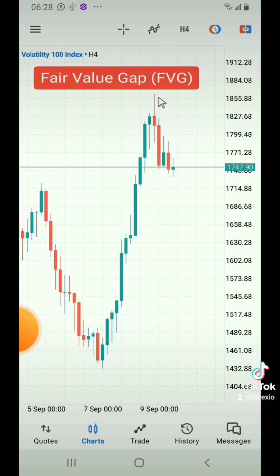But if it fails to break this top, then it is coming to test this other fair value gap. If you see 1, 2, 3, you see from this space here to this space here, it will push down to try to mitigate this one, and if it fails to push up further, then it will continue to go down. So in this place, you see that there are 3 fair value gaps.